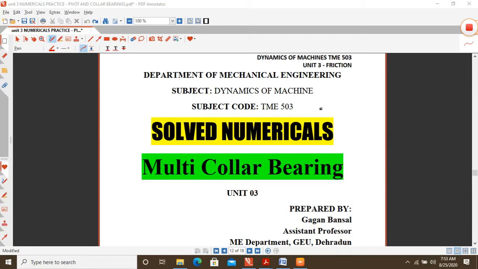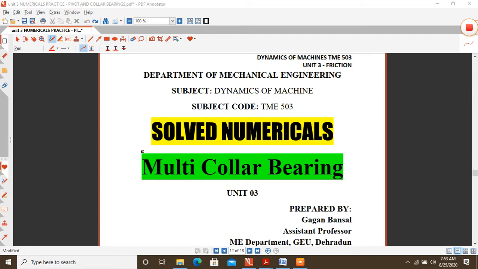Hello everyone, continuing with our unit 3, that is friction. Today we will be solving another numerical which will be on multi-collar bearing. As in the previous few lectures we have solved numericals on pivot bearings and different types of pivot bearings, and also in the last lecture we have solved a numerical on flat collar bearing.